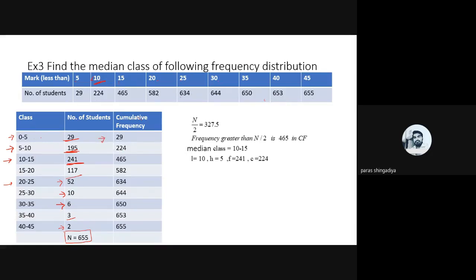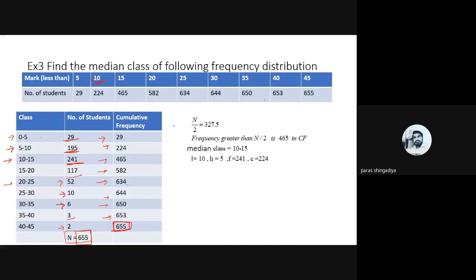So 29 as it is, and the addition of 29 plus 195 is 224. Here it is 465, then 582. 582 plus 52 is 634. 634 plus 10 is 644. That is 650. 650 plus 3 is 653, and then 655. So the last value of the CF should match the total frequency, 655.